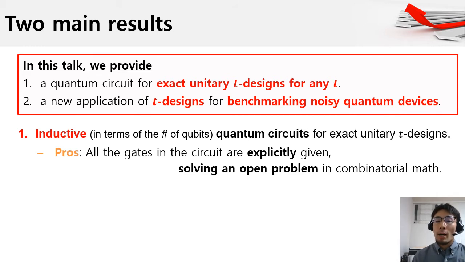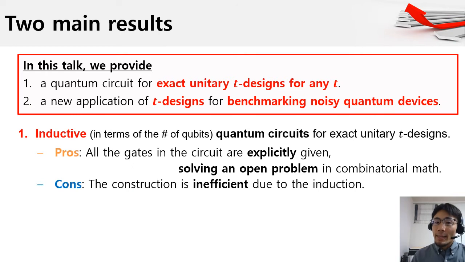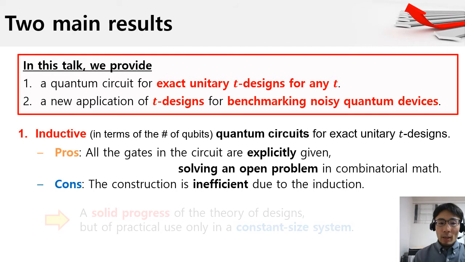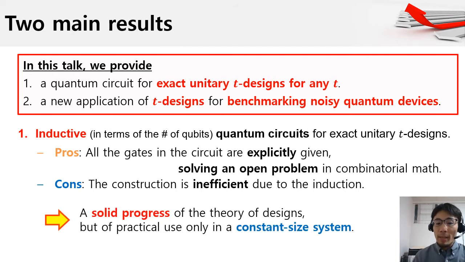That means that we have solved an open problem in combinatorial mathematics. This is very good, we believe. However, due to this inductive construction, our quantum circuit has a big con, which is that the construction is inefficient. In this quantum circuit, we have to use exponentially many gates, unfortunately. As a short summary of our first result, we believe that we made solid progress in the theory of designs, but it is of practical use only in constant-size quantum systems because of the inefficiency of the quantum circuit.